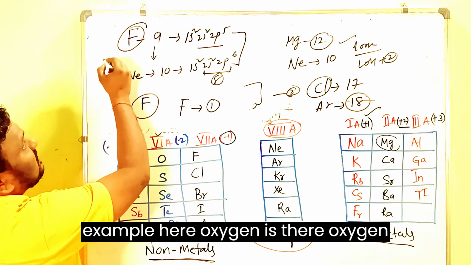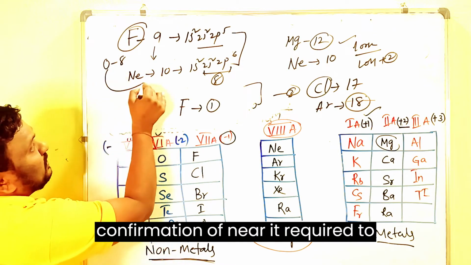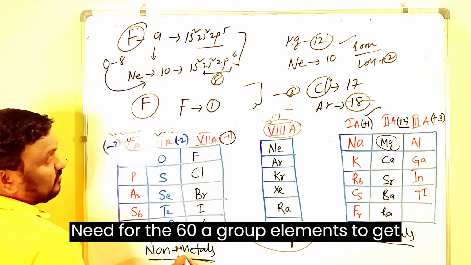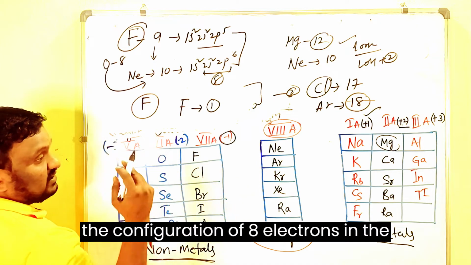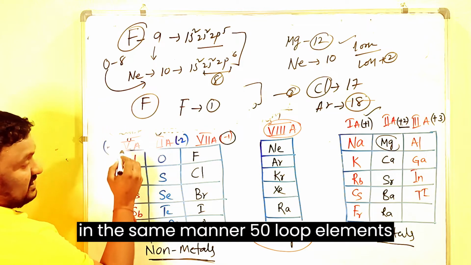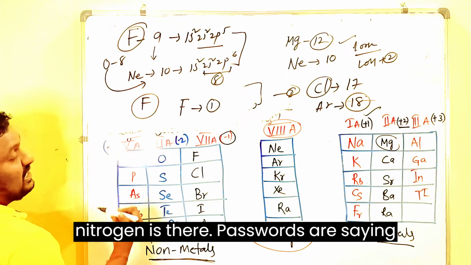For example, here oxygen is there. Oxygen's atomic number is what? 8. To get the configuration of neon, it requires 2 electrons. That's why 2 electrons are needed for the 6th A group elements to get the configuration of 8 electrons in the outermost shell. It is -2. Clear?